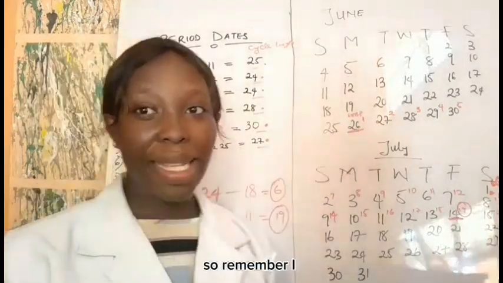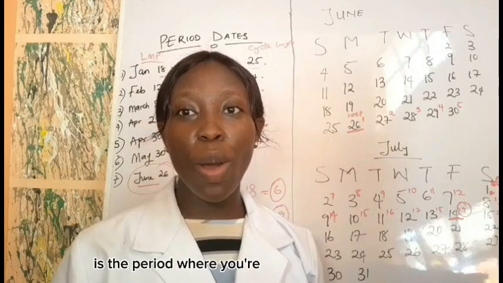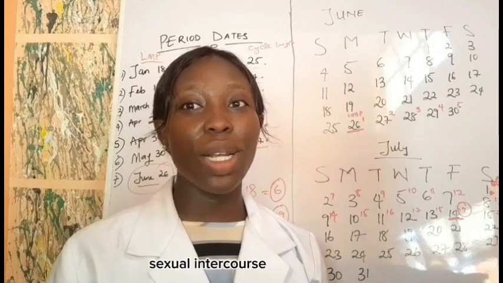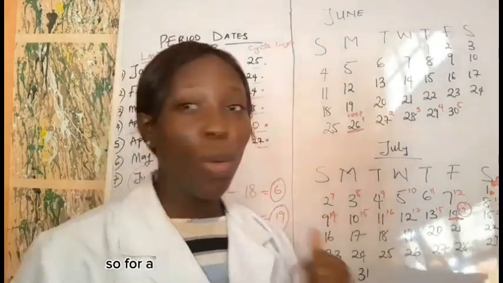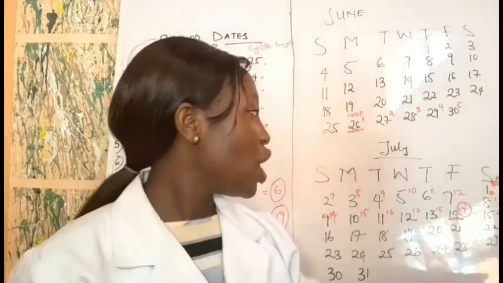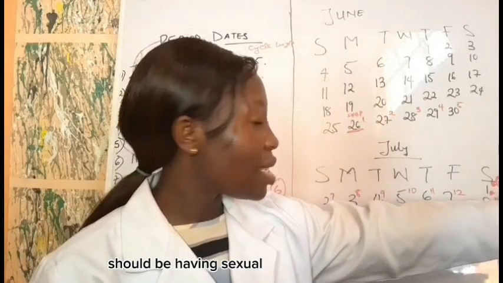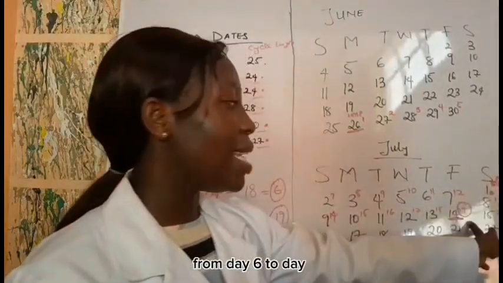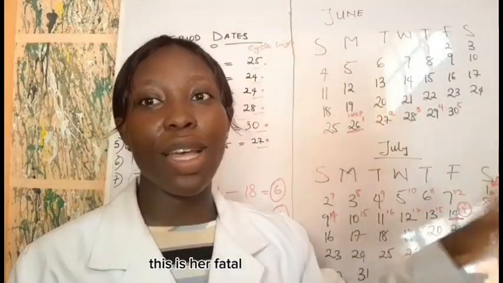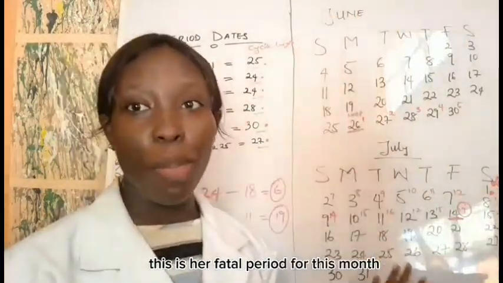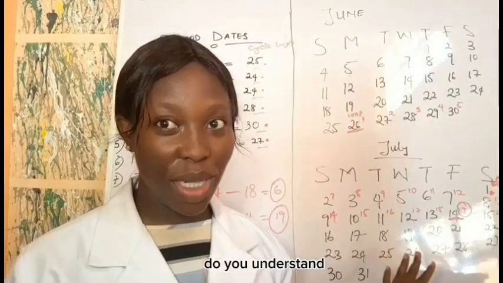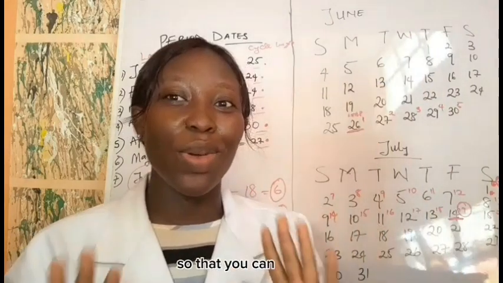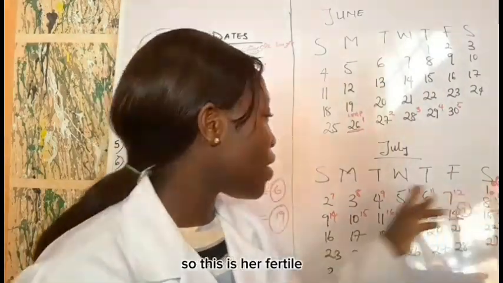So remember I said your fertile period is the period where you're most likely to get pregnant when you have unprotected sexual intercourse with your partner. So a woman who is trying to get pregnant should be having unprotected sexual intercourse from day 6 to day 19. This is her fertile period for this month. Do you understand? If you don't understand, please pause, go back, rewatch so that you can understand. So this is her fertile period.